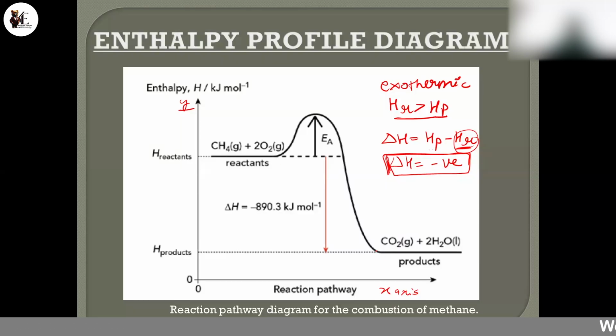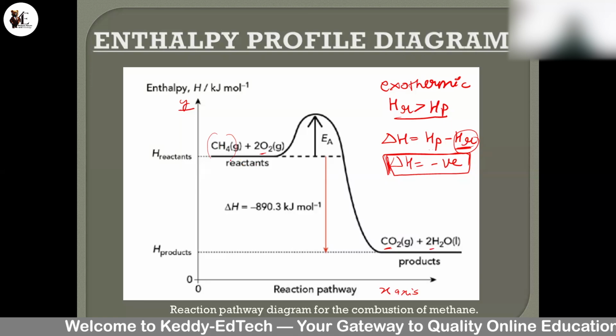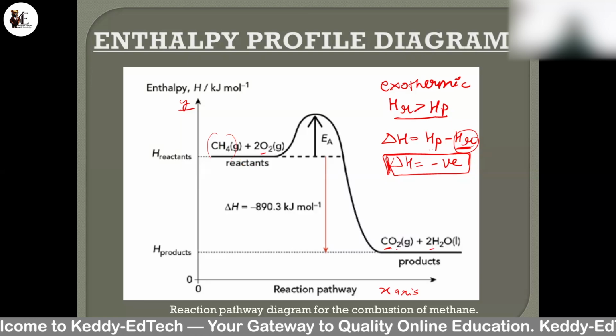So we have to make a reaction profile diagram for the combustion of methane. Combustion means that your methane is reacting with oxygen to form your carbon dioxide and water. You have to balance the equation. So you know that enthalpy of reactants is greater than enthalpy of products.